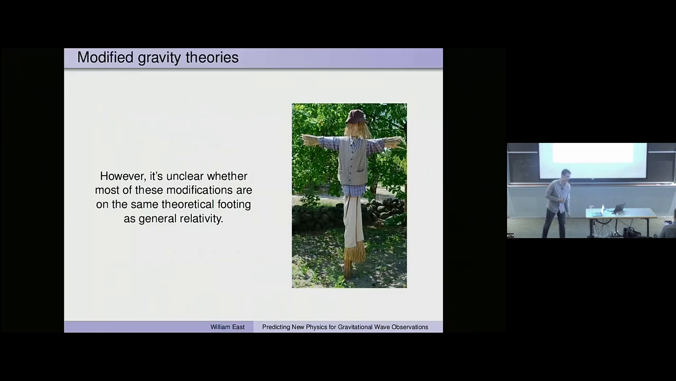However, you could say that a lot of these tests are sort of against strawmen, in the sense that for a lot of these deformations of general relativity, we don't actually have a consistent theory that would give you these deformations, and that's for good reasons. There are actually very few modified theories of gravity that are on the same theoretical footing as general relativity, in the sense that they can give you a complete answer to, for example, what happens when two black holes come together and merge.